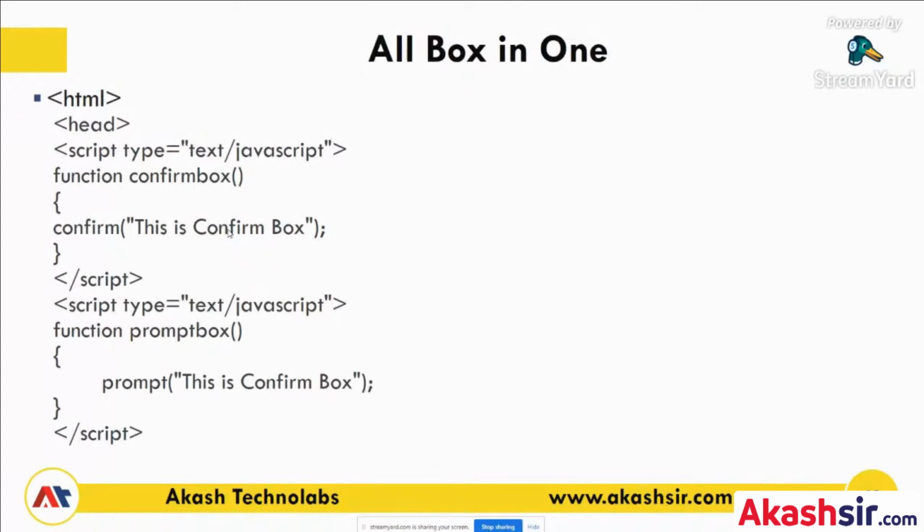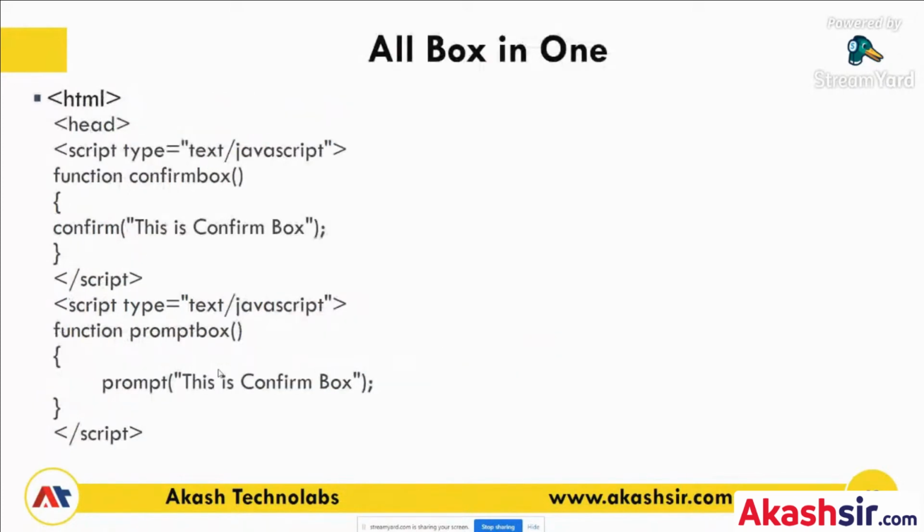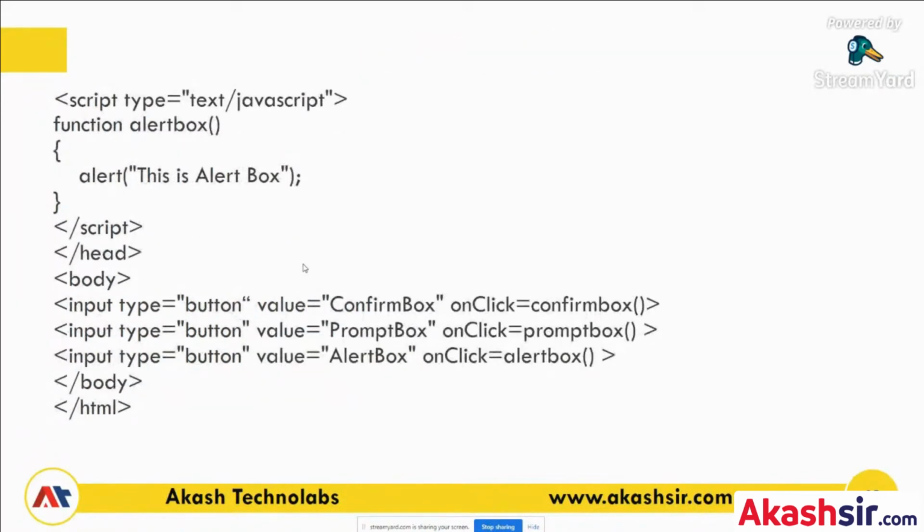So you can see this is an alert, this is a confirm box, and this is a prompt box. For example, we have 3 different boxes over here. On click, you can see this is the alert box. Let me give a demo for this. Just a second. Yeah, I can see the comments. Let me check the comments.